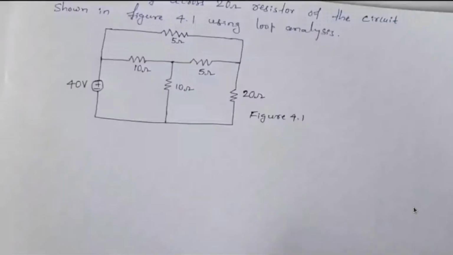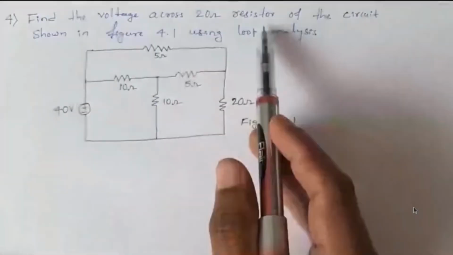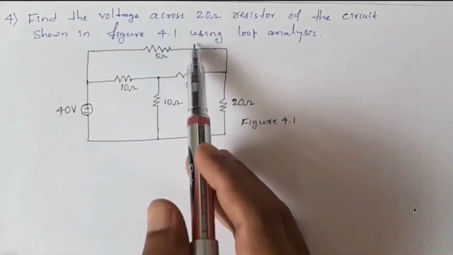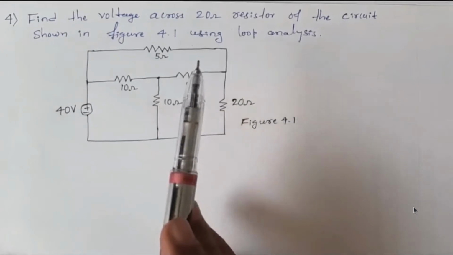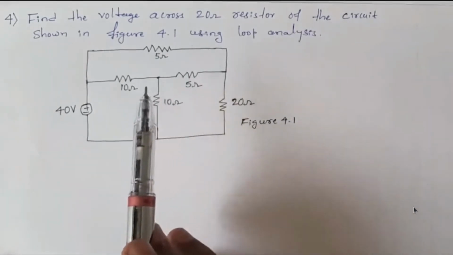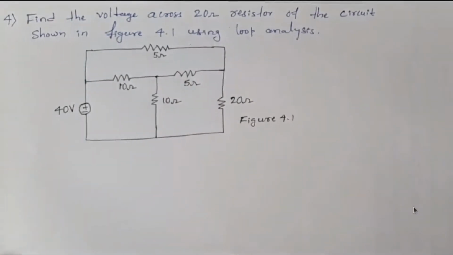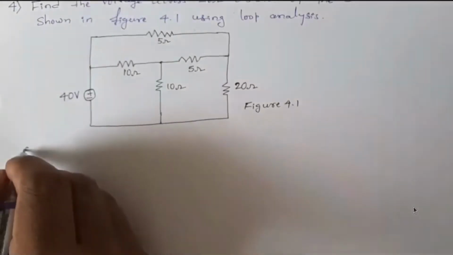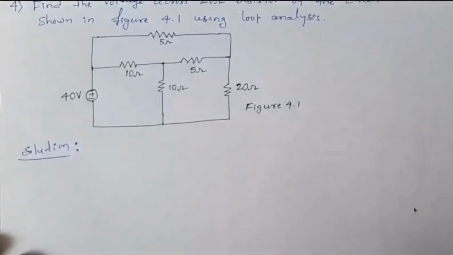Next one, this is the second one. Find the voltage across the 20 ohm resistor of the circuit shown in figure 4.1 using loop analysis. Dear students, we have solved this in source transformation. This particular circuit we came across in source transformation. The same circuit I am considering now, and we'll solve it using mesh analysis, so that we can compare the solution there and here, right?